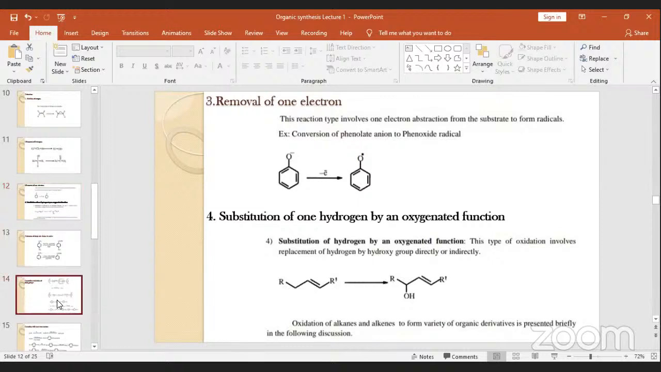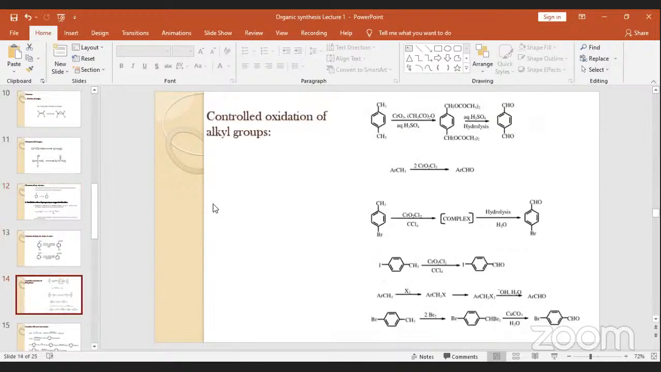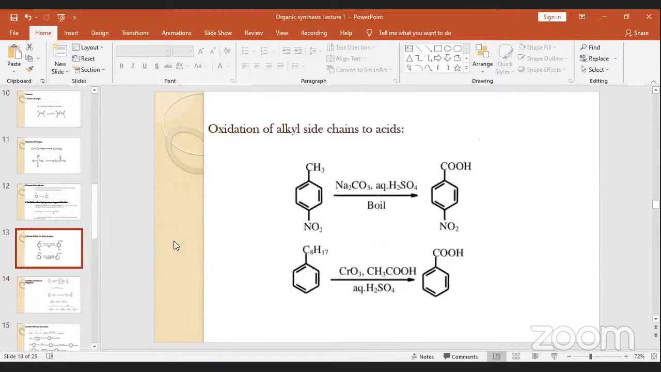Then controlled oxidation reactions. Side chain oxidation reaction. Any substituted aromatic compound you can take, and you can get the corresponding carboxylic acids. We will be doing some exercises, then you will learn more about it. For example, I'll ask you a question here. Suppose you have para-bromotoluene, what is the product you get here? Para-bromobenzoic acid.